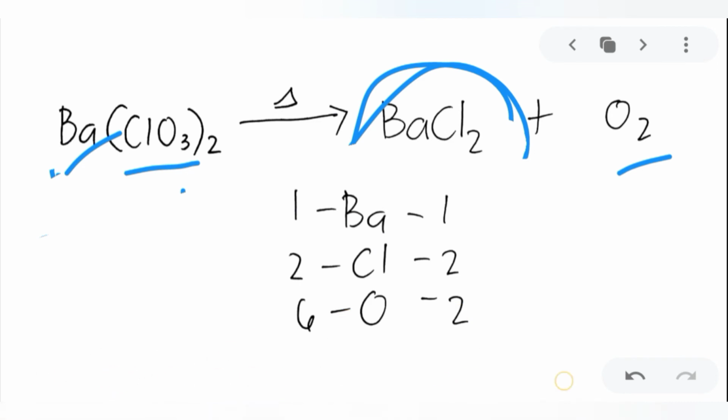Now let us check if this is already a balanced equation. For barium, we have on the reactant side, we have 1 piece of that.